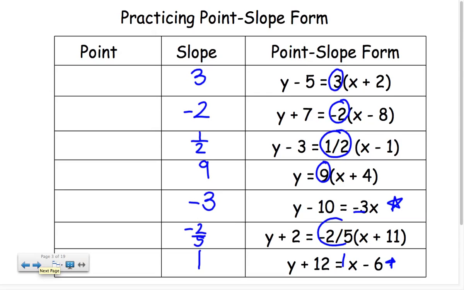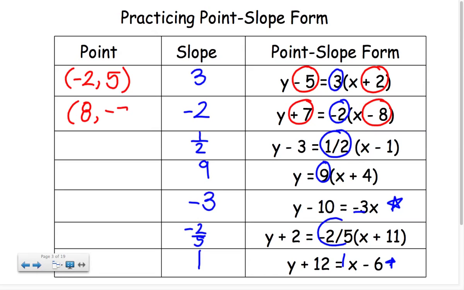Now remember, our points are the opposite signs that are in our problem. So if my point for my x is a +2, that means my point is a -2. My y is -5, so my point is +5. -8 is a +8. +7 is a -7. -1 is a +1. -3 is a +3.